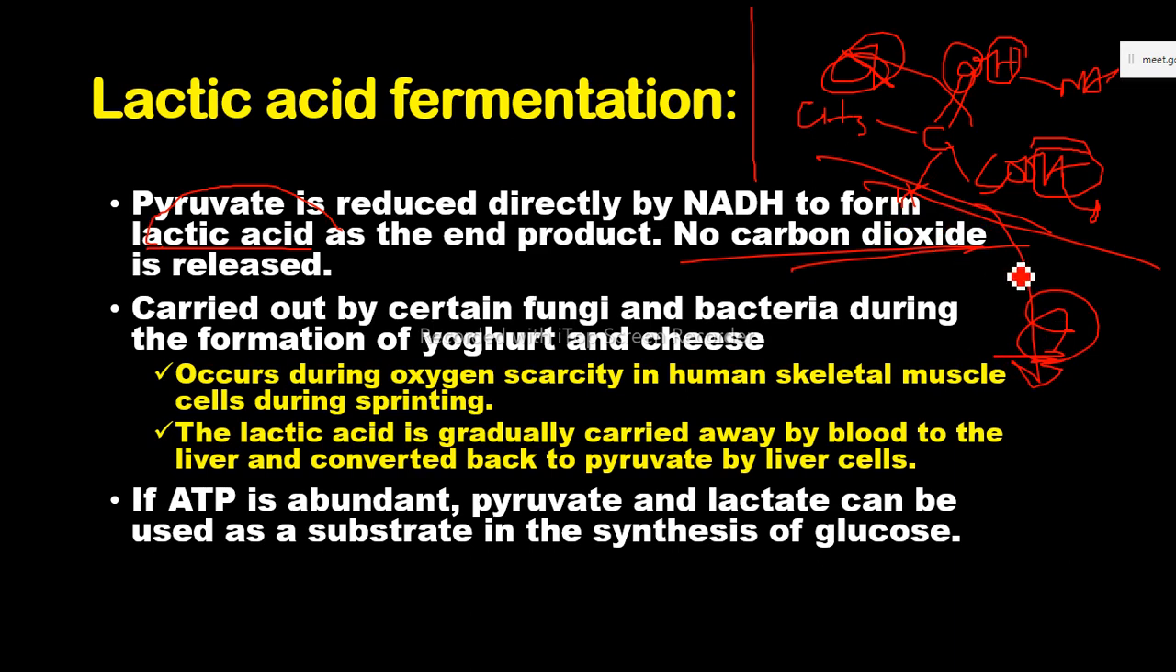However, if you leave it to accumulate, then it will alter the pH in the skeletal muscles. And if you alter the pH, you know what will happen. You disable the physiology in cells. So it is carried out by certain fungi and bacteria, and during the formation of yogurt and cheese. It also occurs during oxygen scarcity in human skeletal muscles, during sprinting.